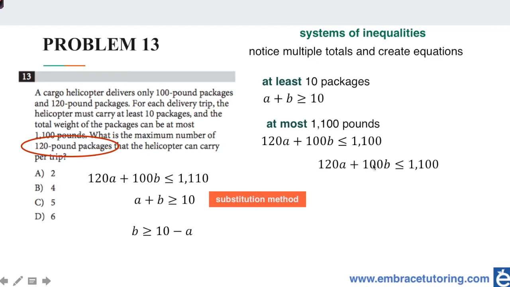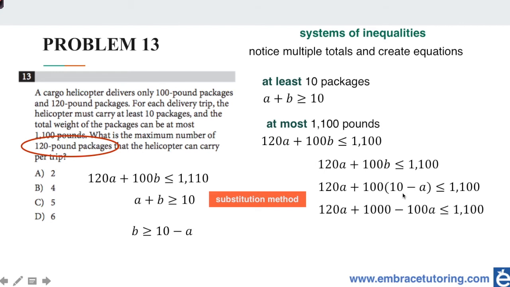I'm now going to plug it into my initial equation, and I get 120A plus 100 times 10 minus A is less than or equal to 1,100. I'm now going to distribute my 100, and I end up getting 120A plus 1,000 minus 100A is less than or equal to 1,100. I'm going to combine my like terms. I get 20A plus 1,000. I'm going to subtract 1,000 from both sides and get 20A is less than or equal to 100. And yes, by dividing by 20 on both sides, I get A is less than or equal to 5.